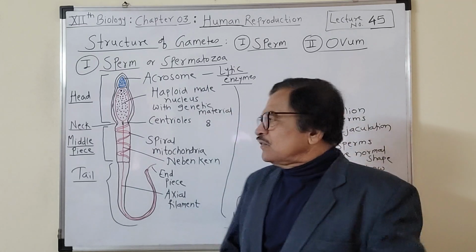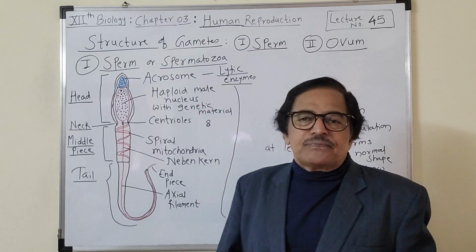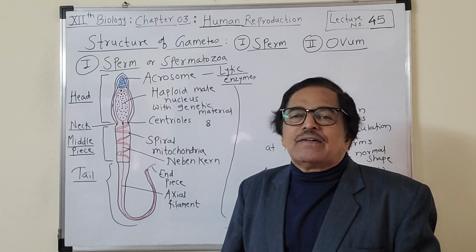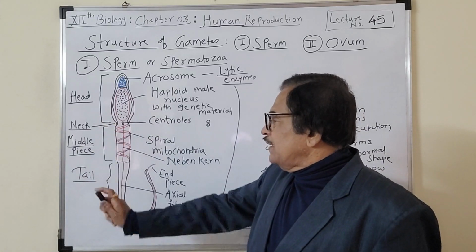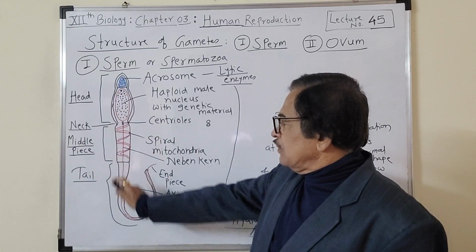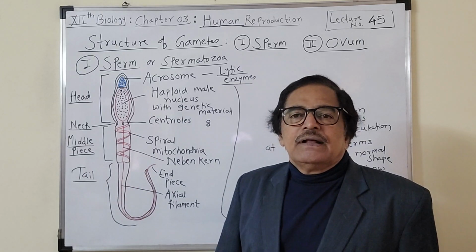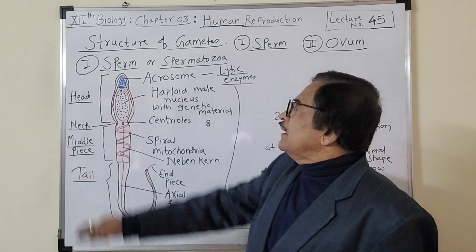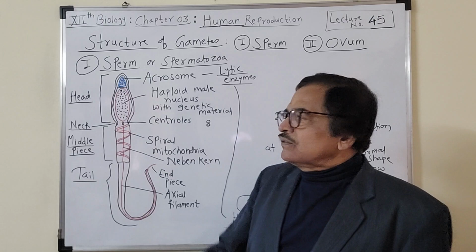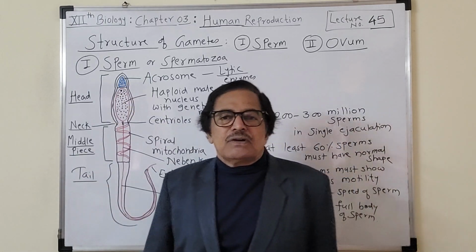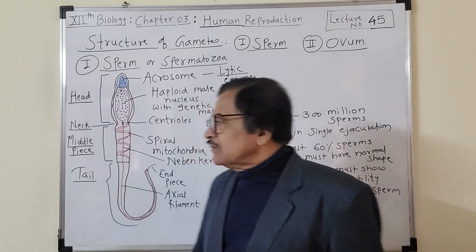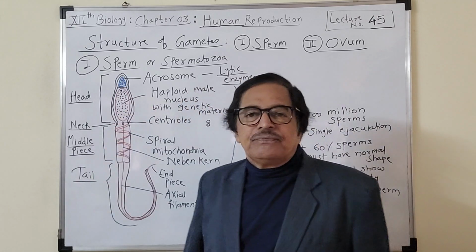So let's go to this structure that we have shown. We have said that there are different parts of that sperm, particularly the head, neck, middle piece and tail. The longest part is no doubt the tail. The head has the anterior fusiform, swollen structure, and the top of that head has one cap-like structure. What is the name of that cap-like structure? It is called the acrosome.